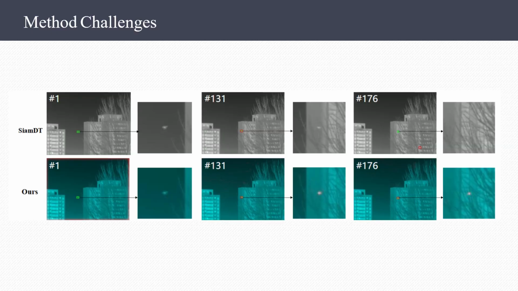In terms of the model algorithm, since UAV targets usually occupy very few pixels and have low contrast in texture and brightness against complex backgrounds, algorithms that rely solely on spatial features are prone to mistracking in low-contrast scenarios. For example, in frame 131, the target has a high contrast with the background, allowing spatial features to support accurate tracking. However, in frame 176, the target almost blends into the background, and the algorithm may misidentify background elements, such as building lights, as the target.